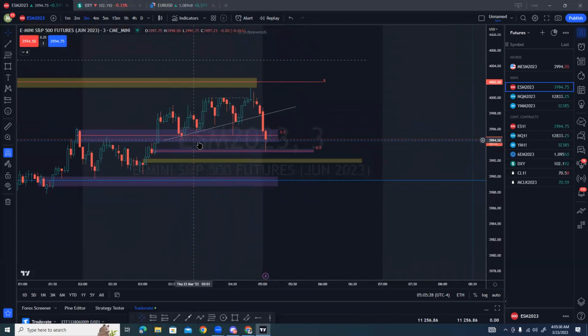Because we moved this deep too, I'm going to take my time in taking a long here. I'm just going to wait it out, because this is a structured break with displacement. We have hit this order block. We can come back into this and then go lower. So it's a patience game, right?